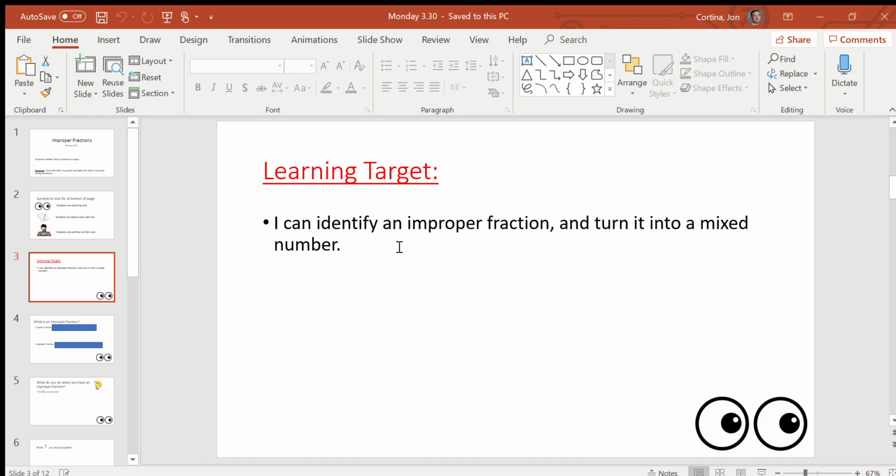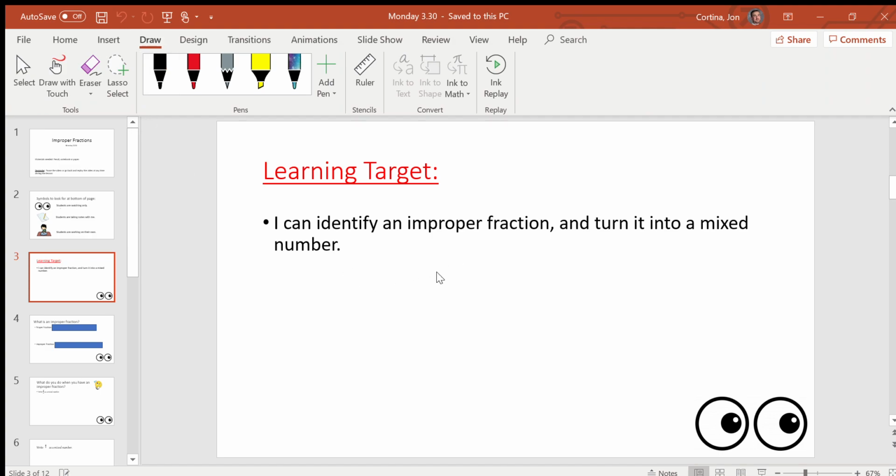You're going to repeat after me. I can identify an improper fraction and turn it into a mixed number. Okay, so far we've dealt a lot with proper fractions. You may have been introduced to this word improper fraction a little bit, and we're also going to talk about what a mixed number is today. Okay, so we're going to get to what those words mean in just a second, but today all we're going to be doing is identifying improper fractions and turning them into mixed numbers.